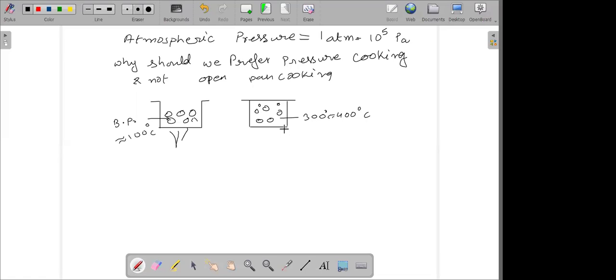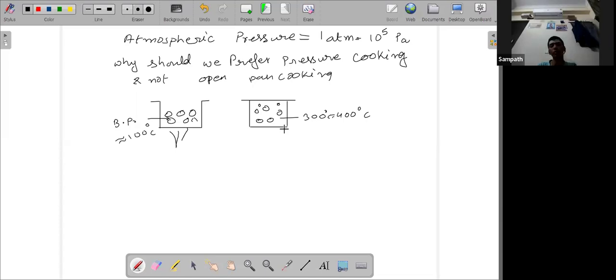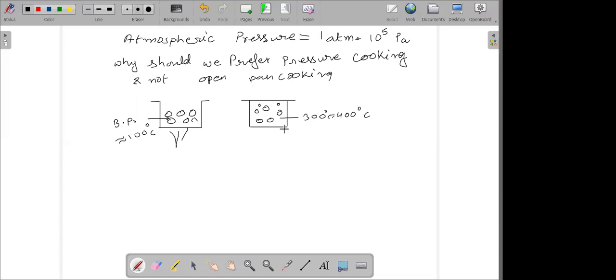The same thing will happen if you are trying to cook food in an area like a hilly area where you have low pressure. In a hilly area with low pressure, you should be using pressure cooking and not open pan cooking. In open pan cooking, the water will not even be able to reach a temperature of 100 degrees Celsius, as the boiling point of water will decrease. So it's difficult for the food to cook. It will take longer for the food to cook.